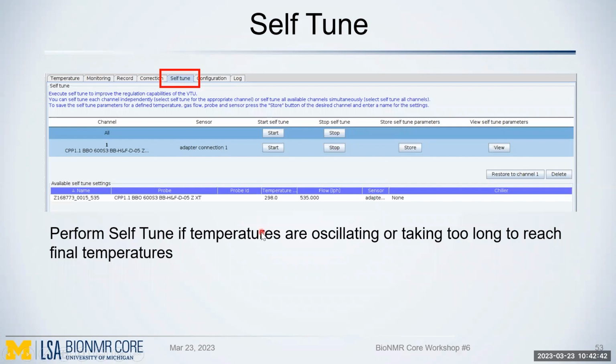There's another very useful feature on the temperature control suite called self-tune. This self-tune can be used if, when you're trying to reach a target temperature, you find that the temperatures are oscillating, the temperatures are not stable, or it takes too long to reach that final temperature. Then you can actually do a self-tune to optimize some parameters that control the temperature.